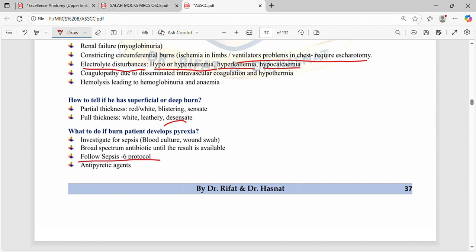Sepsis protocol is give 3 to the patient and take 3 from the patient. Give the patient fluids, antibiotics, and high flow oxygen, and take from the patient ABGs, blood culture, and urine culture.